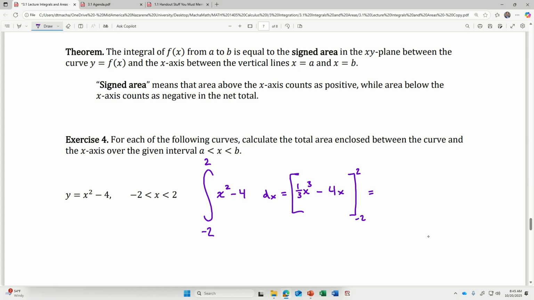So now I have to evaluate this whole thing at the upper bound, where it's 2, and it's going to be 1/3 times 8 minus 8. And then minus the whole thing evaluated at the lower bound, which is going to be negative 1/3 times 8 plus 8.